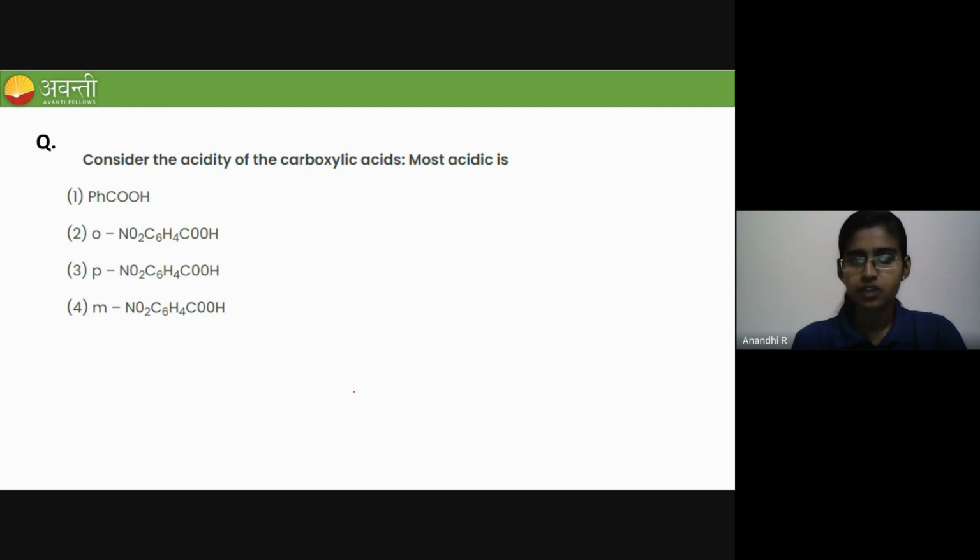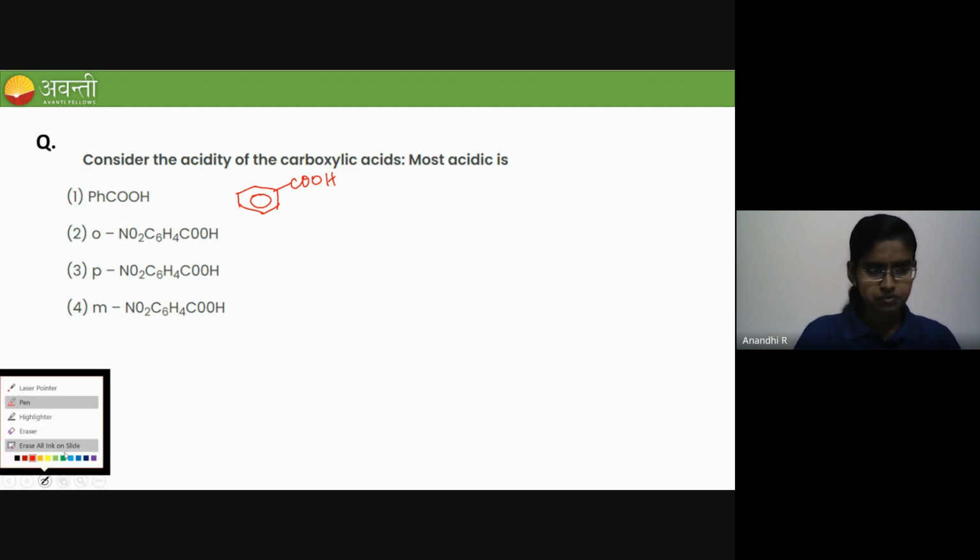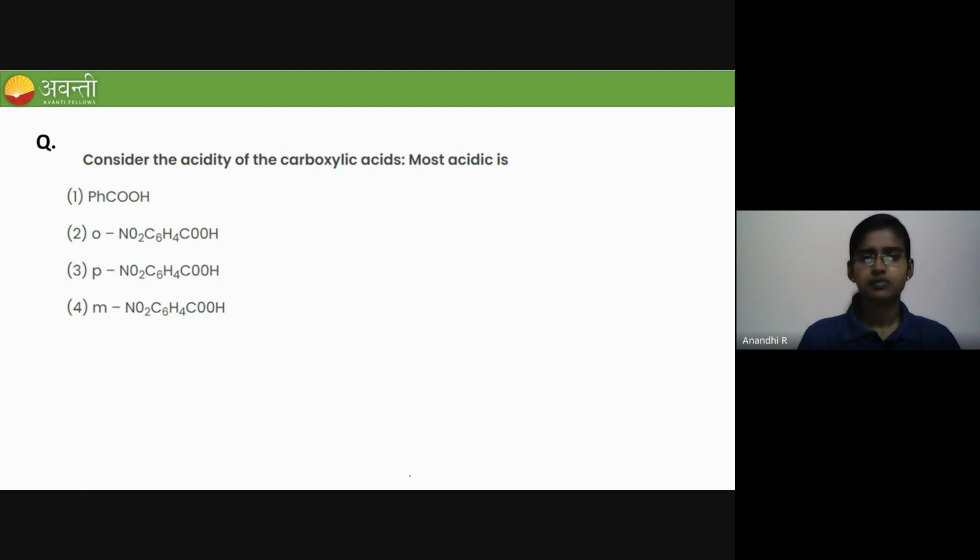So 4 different options are given to you. One is Ph. What is phenyl? It is benzoic acid. So this is benzoic acid. The C6H5 group is called the phenyl group. So this is given in option 1, benzoic acid.